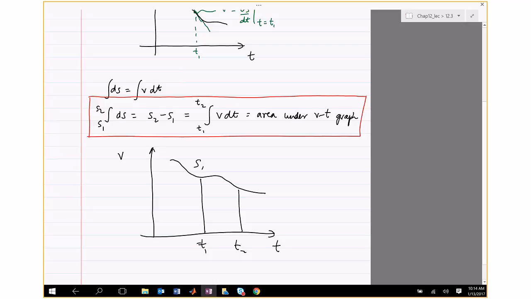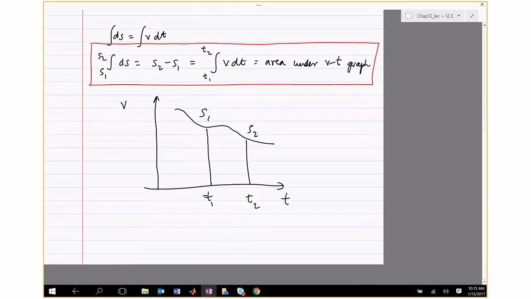I know where the particle is at time t equals T1. I want to find where it is after a time of T2. And so if this is S2, then S2 will be S1 plus area under the graph. Okay, so this is the area under the graph.